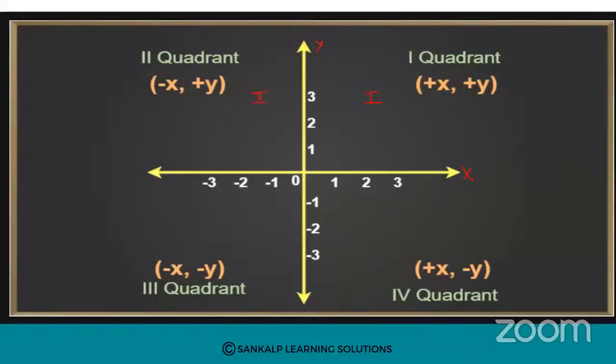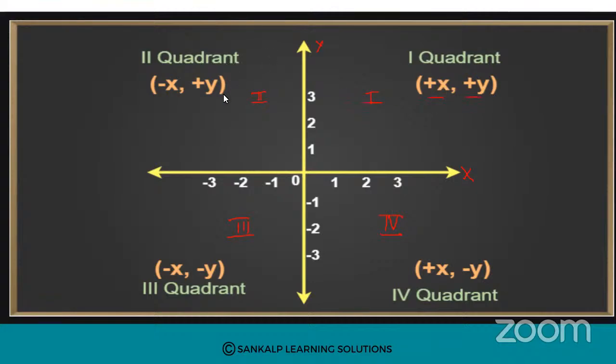First quadrant, second quadrant, third quadrant, and fourth quadrant. Okay. First quadrant, second quadrant means 4 parts we are seeing here. First quadrant contains positive x-axis and positive y-axis, right? It contains positive x and positive y.